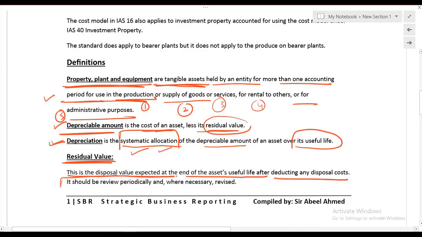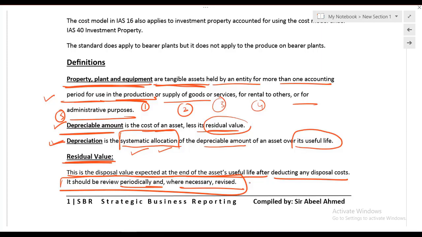And what is written over there? It should be reviewed periodically and whenever necessary revised. Let me repeat. Residual value is your expected sale proceed at the end of the useful life of the asset, which means residual value is an estimate. We just estimate. So if after 1 year, 2 years, or maybe 3 years we need to change residual value, then we have to change it.